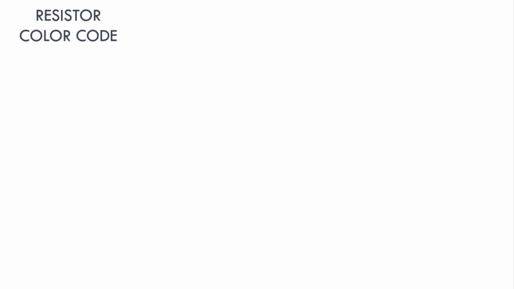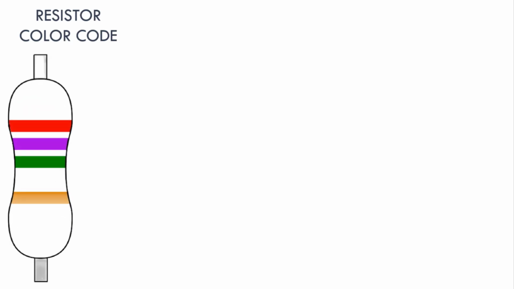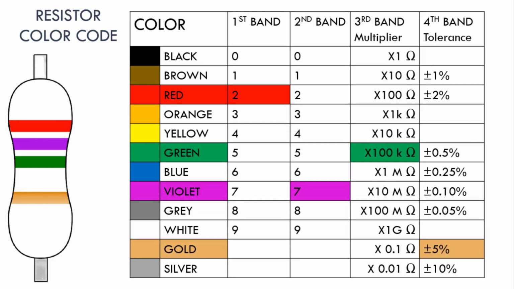Now let us discuss the color codes used to calculate the value of resistors. There are 4 band, 5 band and 6 band color coding mechanisms for resistors. Here we will discuss only 4 band color coding, and the concept for others is the same. In 4 band color coding, first band and second band represent the first 2 digits of the resistance, and third band represents the multiplier factor, whereas fourth band denotes the tolerance value.